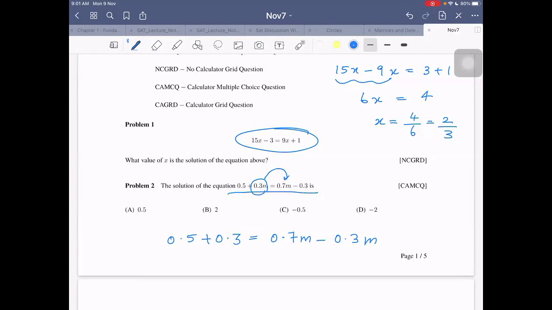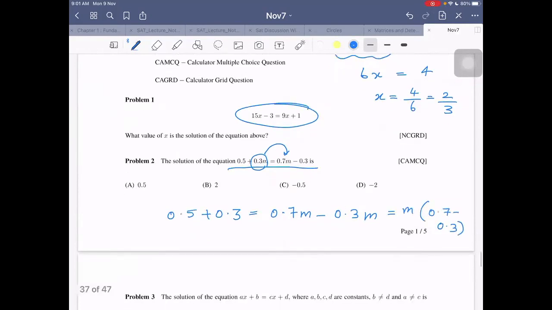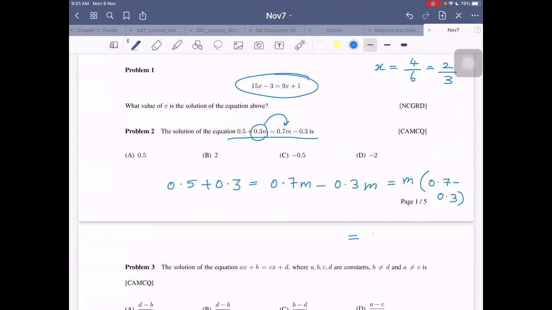Now this 0.7m minus 0.3m, if you take m out, it's 0.7 minus 0.3. And 0.7 minus 0.3 is 0.4. So this is 0.4 times m. And on the LHS we have 0.8. So m is 0.8 divided by 0.4, which is 2.